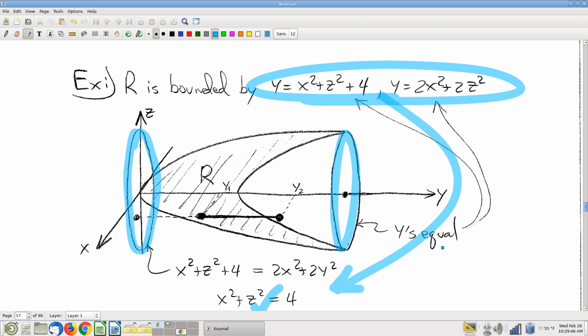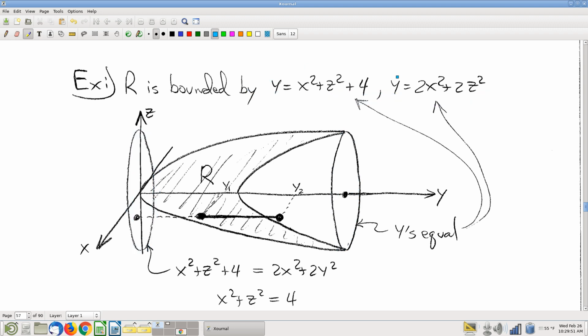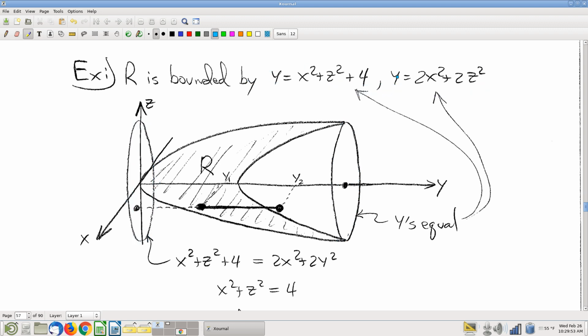Yes. Did you mean? I don't understand the 2x squared plus 2y squared. Oh, so this paraboloid?